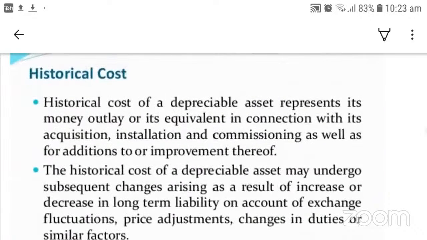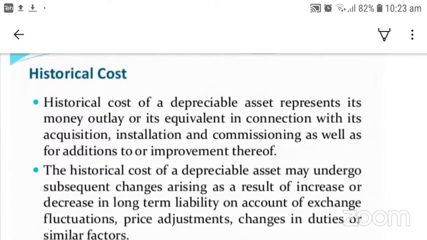Historical cost of a depreciable asset represents its money outlay or its equivalent in connection with its acquisition, installation and commissioning, as well as for additions to or improvement thereof. For any asset, if any installation charges are improving the working condition of that machine, we will maintain some expenditure.